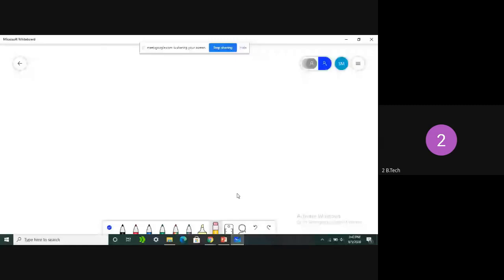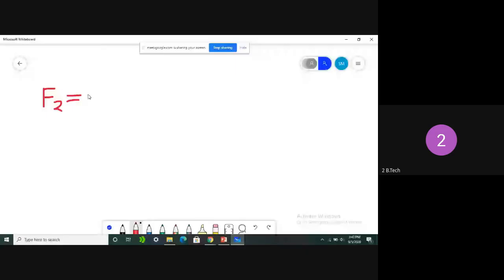Consider one function. Let it be F2 equals to... See here how the product of sum, POS, can be taken. F is built with the help of X, Y, Z as usual.